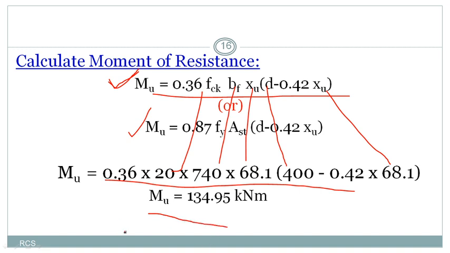The moment of resistance for this particular problem is 134.95 kilonewton meter. So this is how we calculate the moment of resistance for a given T-beam when our neutral axis falls in the flange region. If it falls in the web, then the moment of resistance formula will be different. If our neutral axis falls in the web region, then how to calculate the moment of resistance, that we'll discuss in our next class. Right.